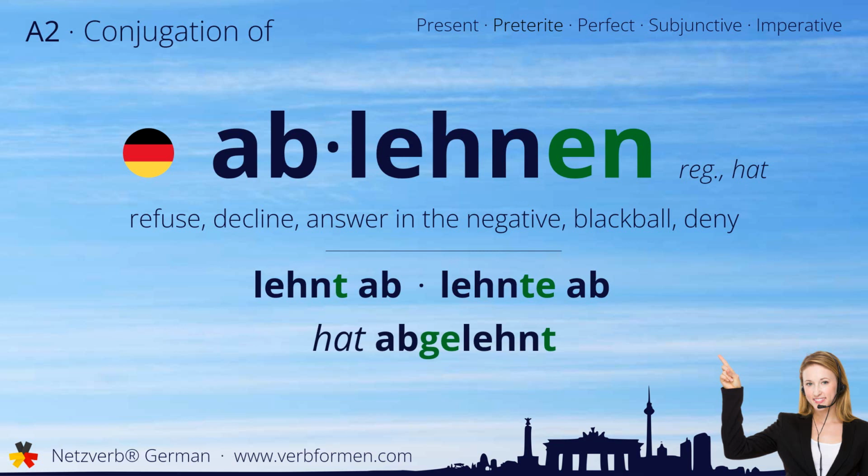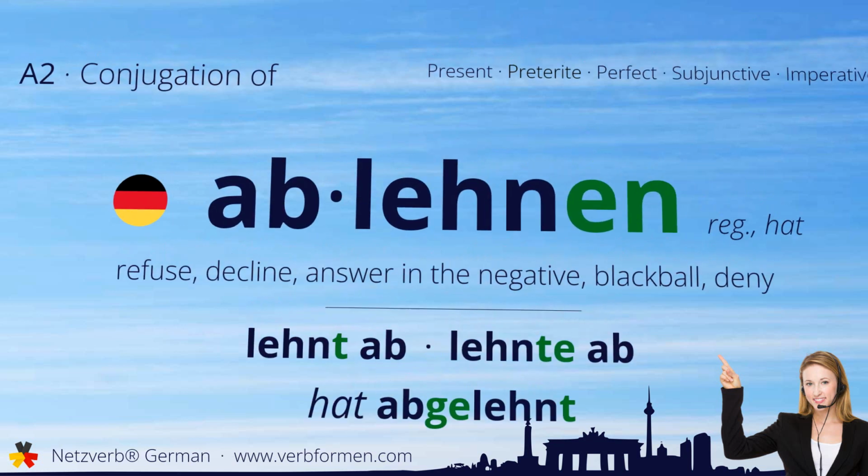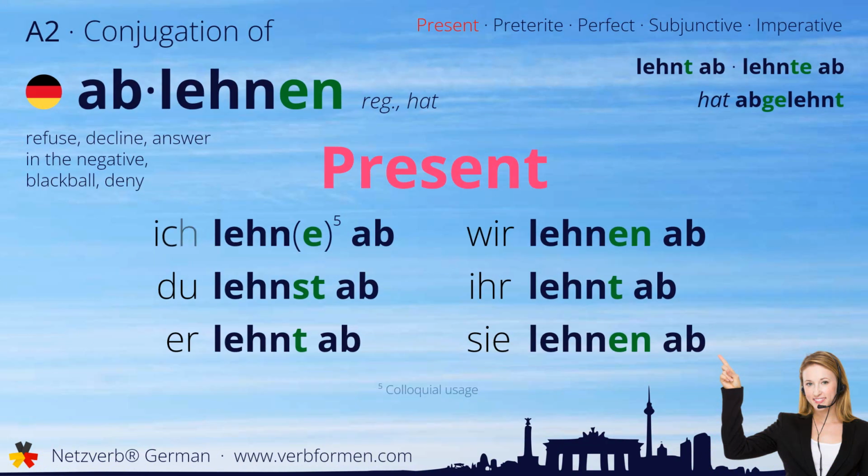Now let's move on to the tenses. First, we'll take a look at the present tense. Ich lehne ab. Du lehnst ab. Er lehnt ab. Wir lehnen ab. Ihr lehnt ab. Sie lehnen ab.